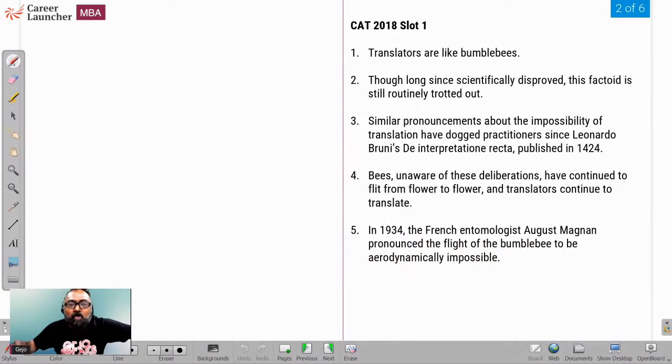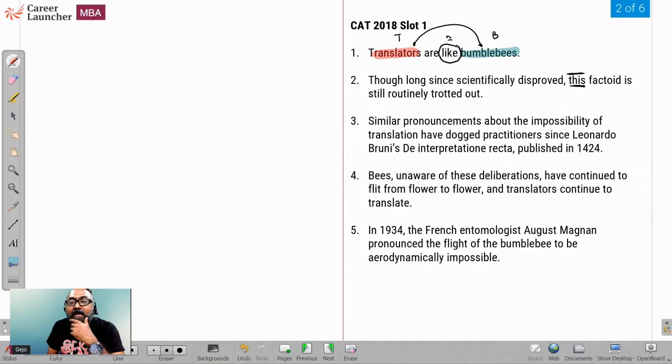Let's go to number 2. Okay, this one is bonkers. All right, so let's figure out what that is. First of all, we have this word translators, and then there is the word bumblebees, right? So there are two keywords that come out, and it says that translators are like bumblebees. So there is some sort of comparison made between this T and B. So you've got a T and B, and they are similar, though long since scientifically disproved.